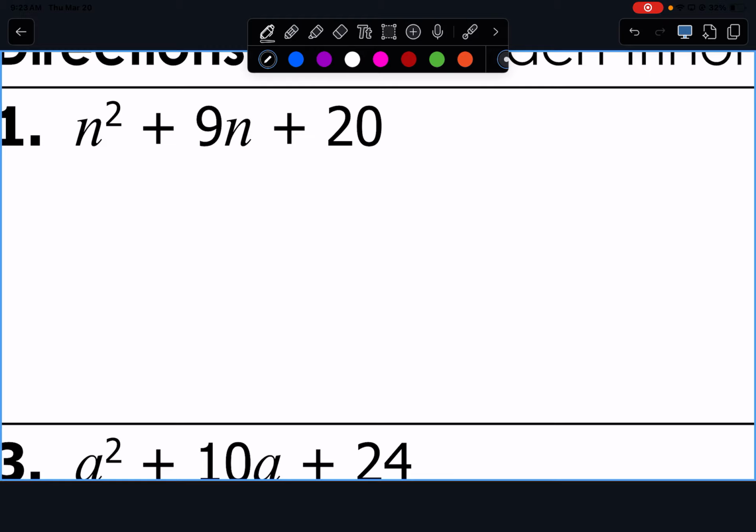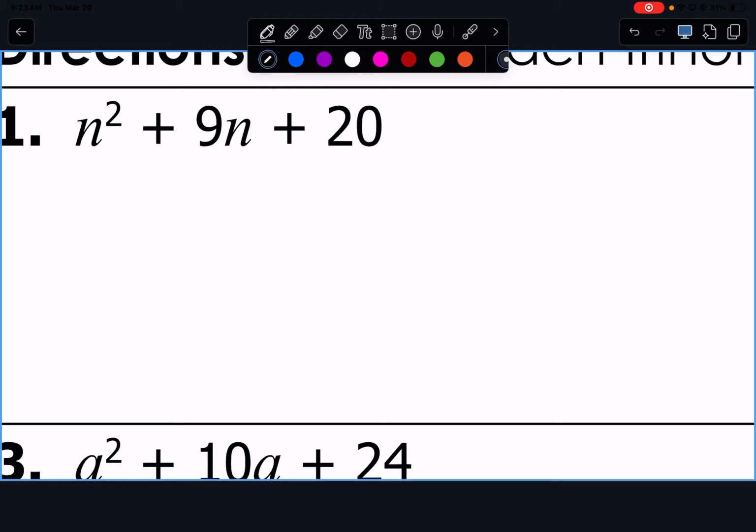All right. So in this question, what is our A? 1. That's what's in front. Now, what is A times C? 20. What is our B? 9. What are the factors of 20 that add to give us 9? 5 and 4. Positive 5 and positive 4. So we rewrite this as n squared plus 5n plus 4n plus 20.